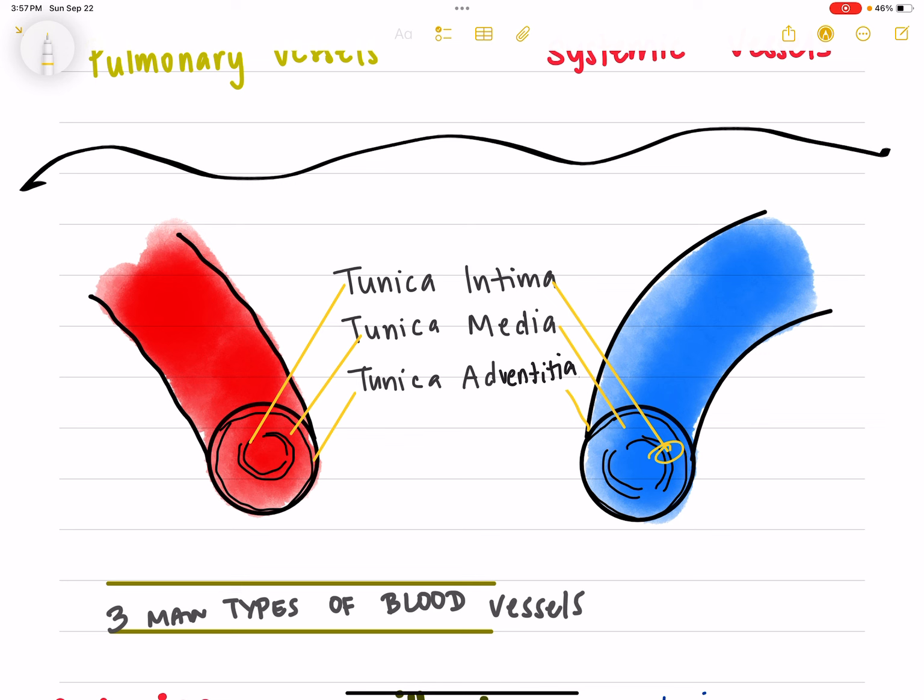And the tunica media is the middle layer. It consists of smooth muscle cells arranged circularly around the blood vessels. And the tunica adventitia is the outermost layer, composed of dense connective tissue adjacent to the tunica media. The tissue becomes loose connective tissue toward the outer portion of the blood vessel wall.